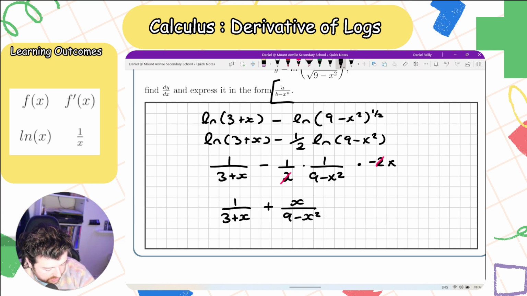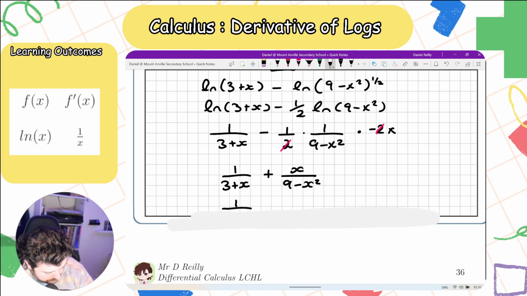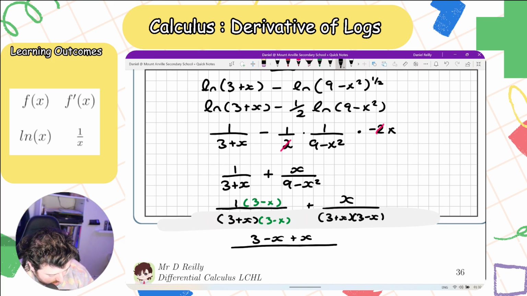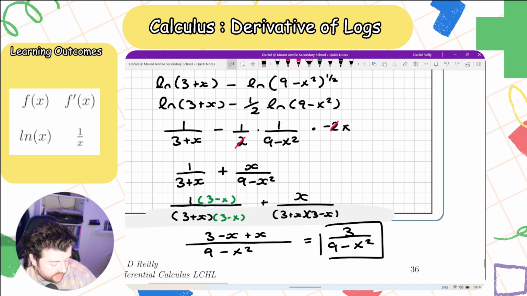We're not done because it's telling me to leave it in a very simple form here. So I'm just going to notice here I can write this as 3 plus x. Then I can write this here as 3 plus x times 3 minus x. So now I need to get a common denominator. 3 minus x to the bottom, 3 minus x on top. Then I'm going to have here 3 minus x plus x all over, which multiplies out to 9 minus x squared. My answer is 3 over 9 minus x squared. That is my derivative.